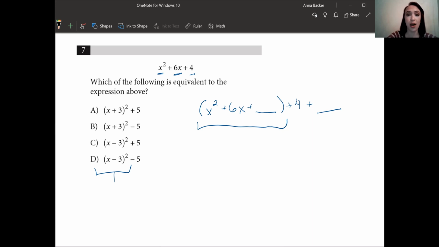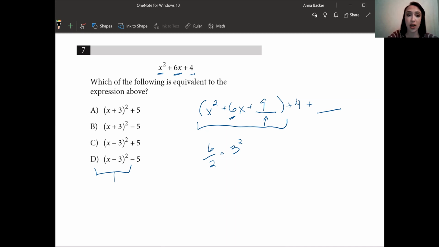To figure out what we need to put into this question mark, we're going to divide this 6 by 2. And you'll see why in a second. So 6 over 2 gives us 3. Now, if we square this 3, we're going to get 9. Now, here's why we have to go about that process.